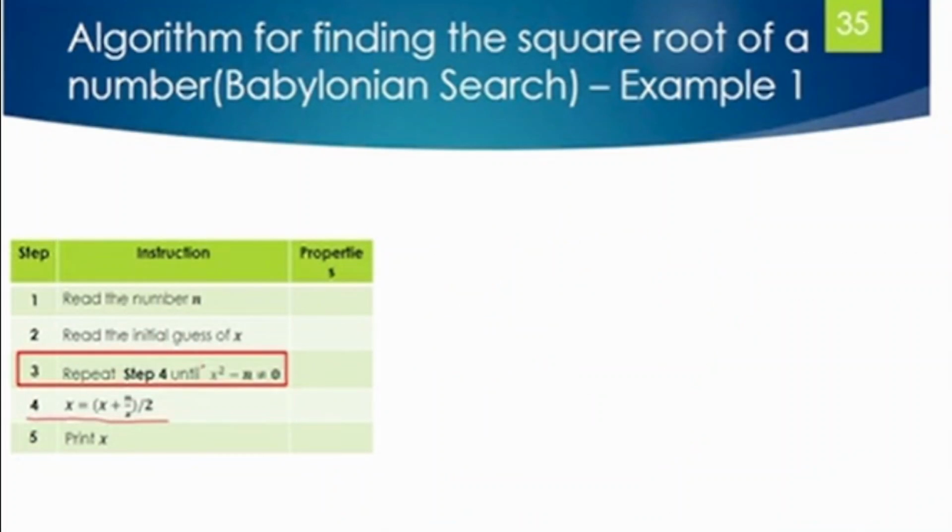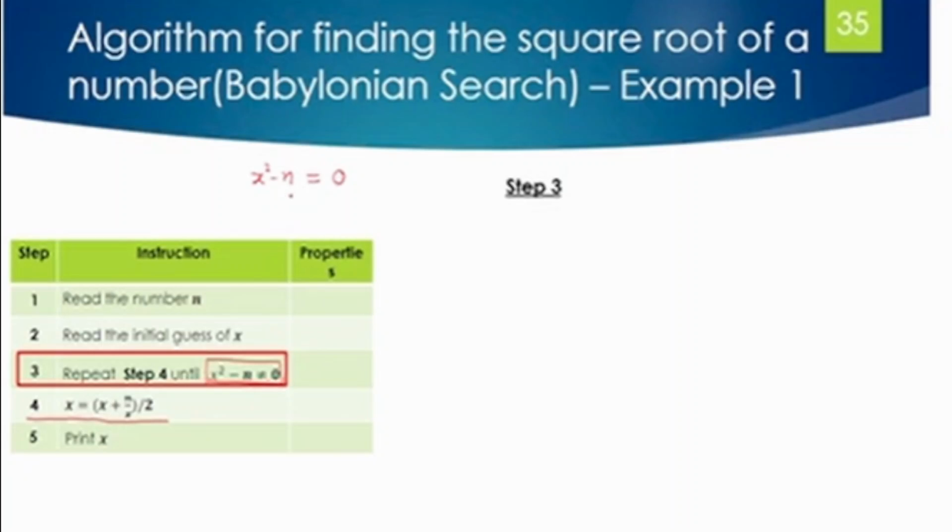Now let's focus on step 3, and in step 3 we are actually calculating this thing, right? Every time we calculate x square minus n, and we check whether that is equal to 0 or not. If it is 0, then we stop the algorithm and print the value of x. If it is not, then we again update the value of x. Now we will repeat these steps again and again.